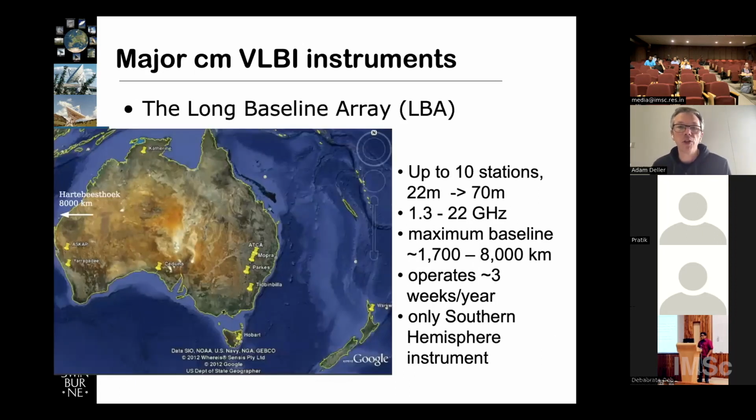Going down south, we've got the Long Baseline Array in Australia. It's a smaller facility again and less time. Again, it's only usually operating about 3 or 4 weeks a year, and a more restricted frequency range. But it has the advantage of location. It's the only southern hemisphere VLBI instrument that's available. So for pulsars, many of which are in the galactic plane and hence better observed from the south, it does have an inbuilt advantage.